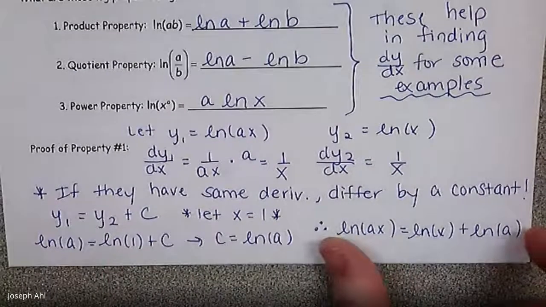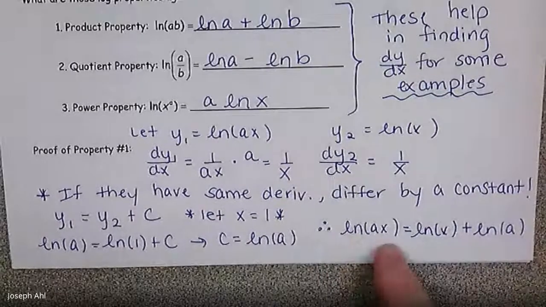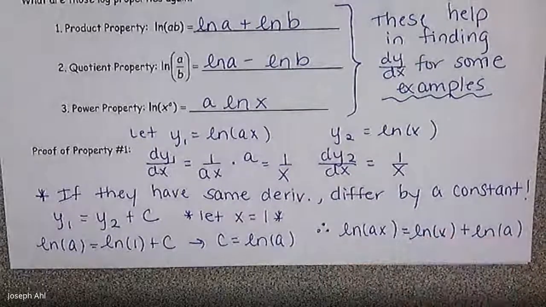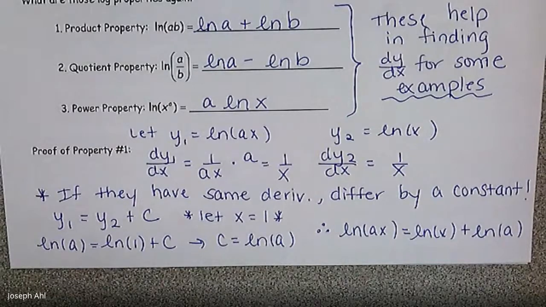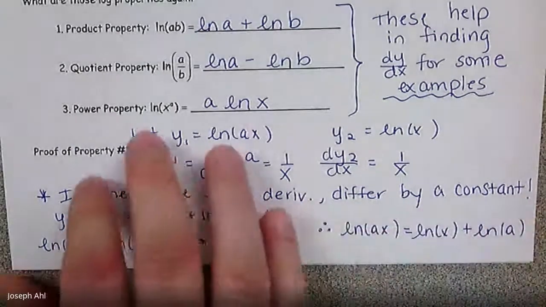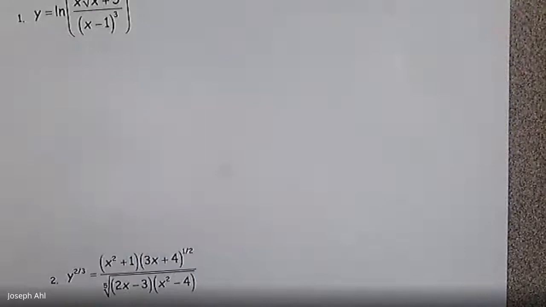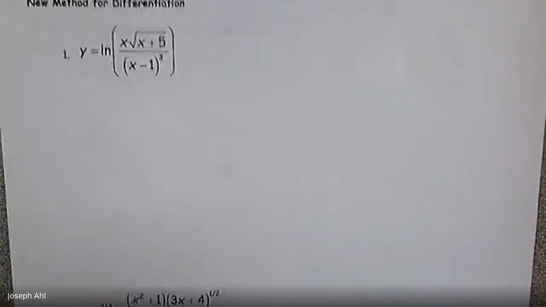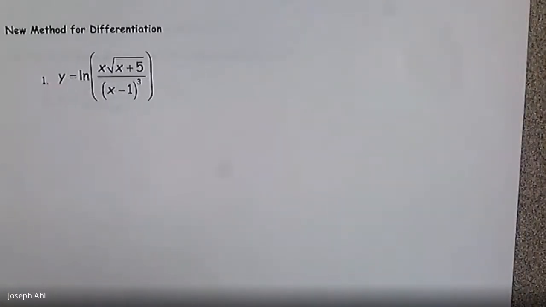So therefore, we can come up with a statement that the ln of ax is equal to ln x plus ln a, thus proving that the product property does in fact work. So kind of nice how we can do that neatly using some derivative properties that we know. And what we're going to do right now is apply this in the context of using logarithmic differentiation. So if you turn to the next page in the notes, you'll see the example y equals the natural log of x times x square root of x plus 5 over x minus 1 cubed.